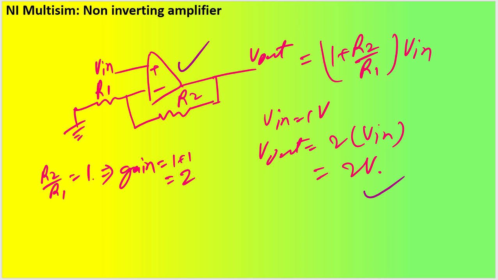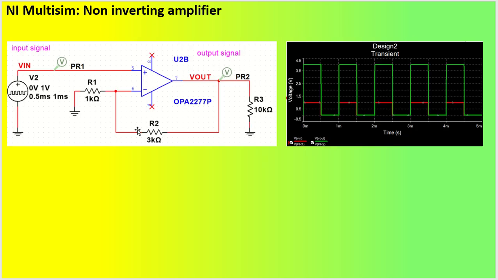So let us take an example. This is the simulated circuit from NI Multisim. We have an input pulse of 0 to 1 volt. You can see the red signal, 0 to 1 volt, a square wave pulse, with 0.5 millisecond on time and 1 millisecond period. That is half of the period, so this is a 50% duty cycle.